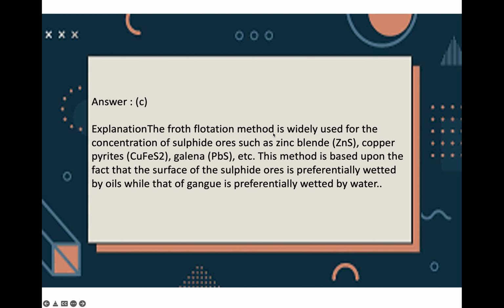So what is the flotation method? It's widely used for concentration of sulfide ores like zinc blende, copper pyrites. Just remember the formulas written here, galena, PbS. So this method is based upon what fact? That the surface of the sulfide ores is wetted preferentially by oils, while that of the gangue is preferentially wetted by water. So the sulfide ore surface is wetted by oil, gangue is wetted by water. Remember that point.